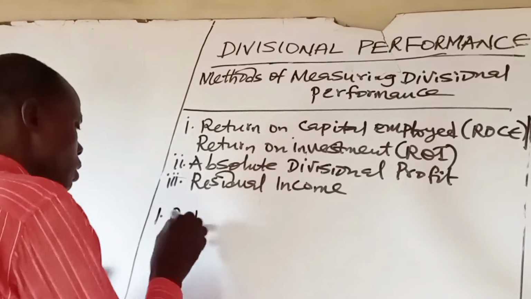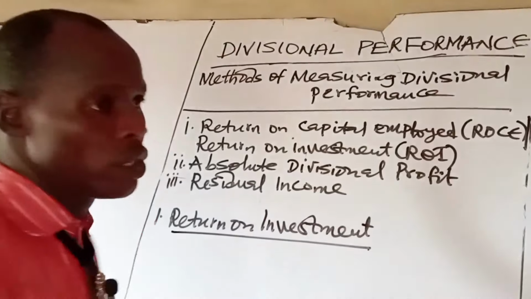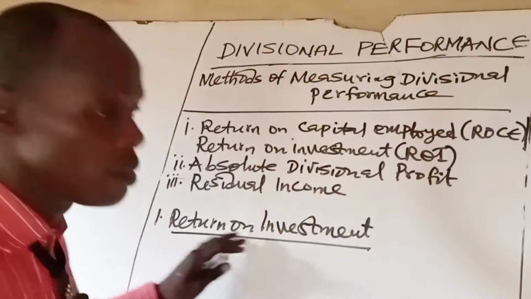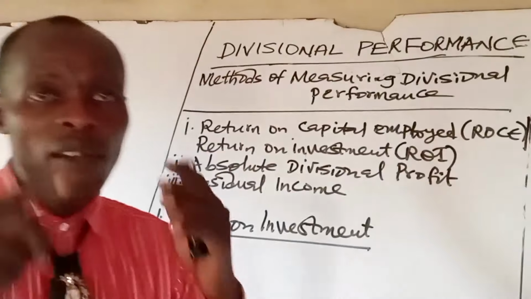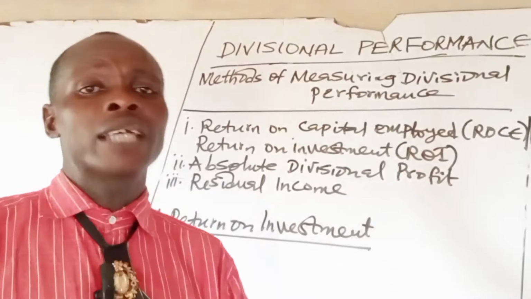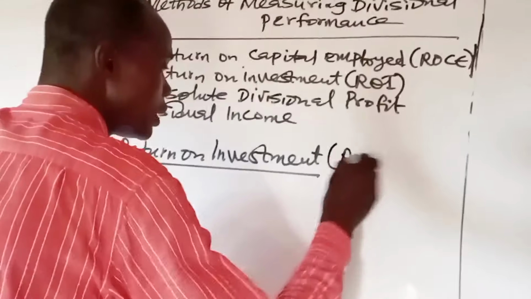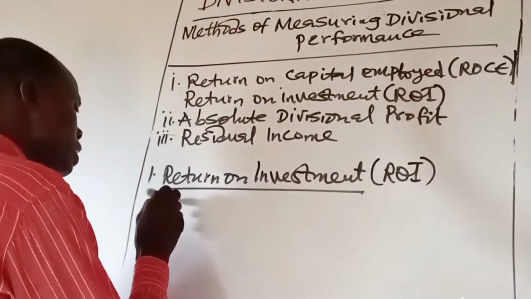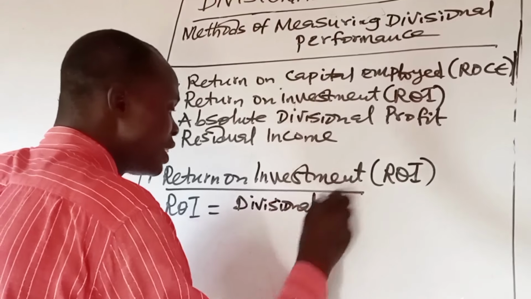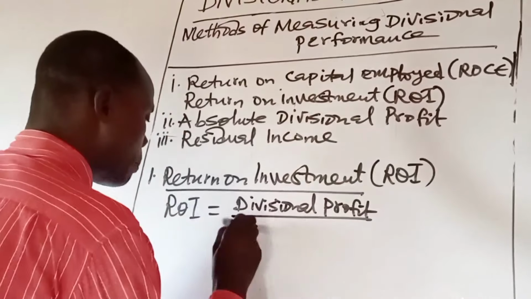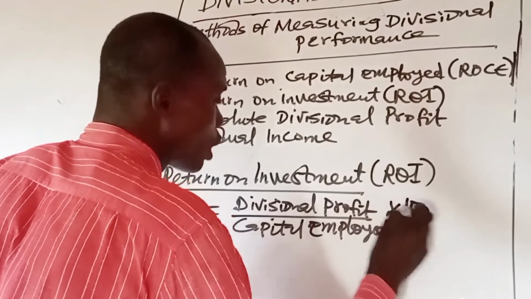Return on investment. This is the profit of the division expressed as a percentage of capital employed. That means return on investment, ROI, equals divisional profit over capital employed times 100 over 1.